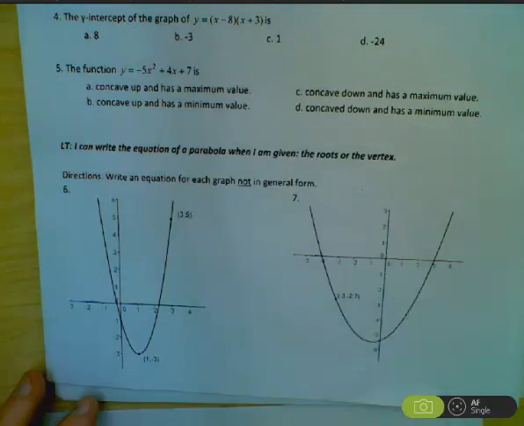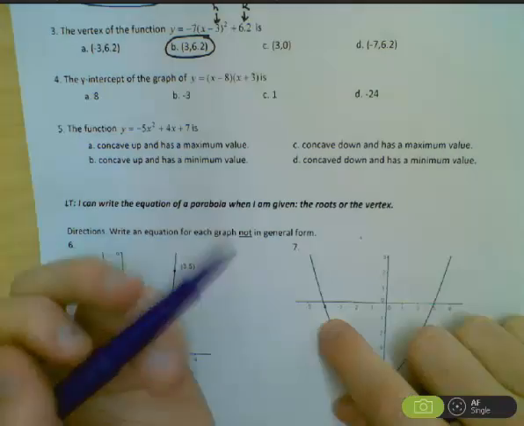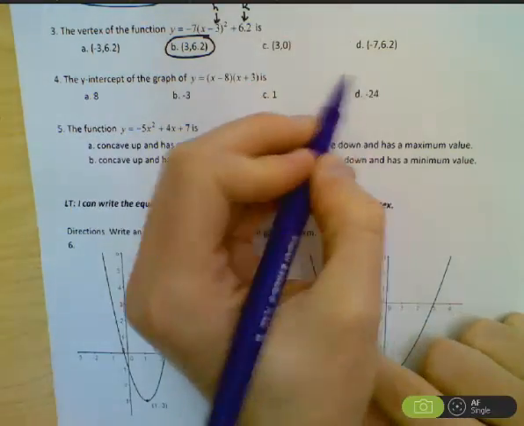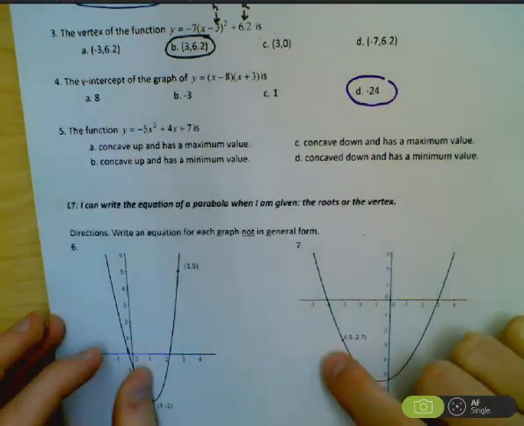So on number 4, we can find negative 24 on our worksheet. It's going to be option D. So number 4's answer is D. Moving on to number 5.